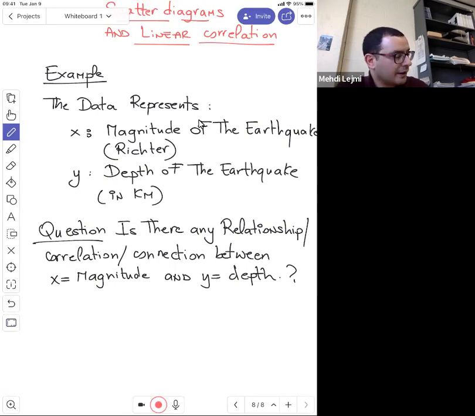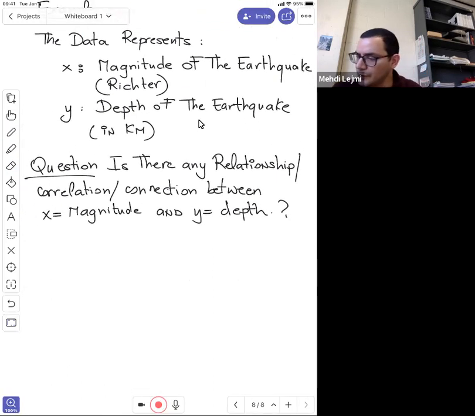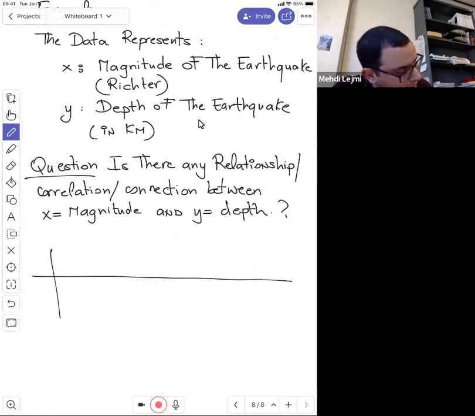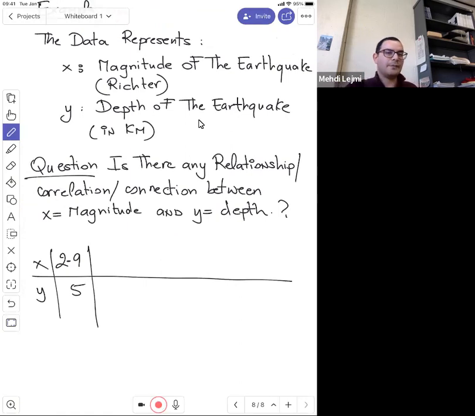And again, the data is given by a sample of how many earthquakes? We have 7. So we have 7 data pairs, right? This is your X, Y. For the first earthquake, the magnitude is 2.9 Richter, right? And the depth is 5 kilometers. So this is my first earthquake.